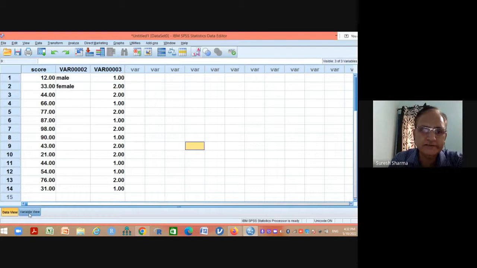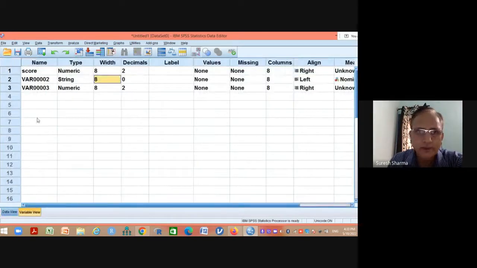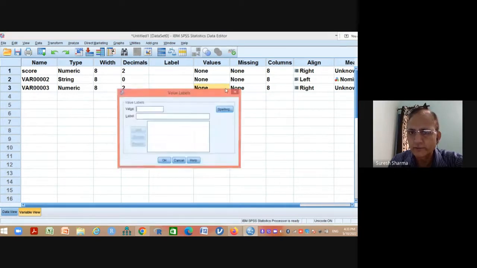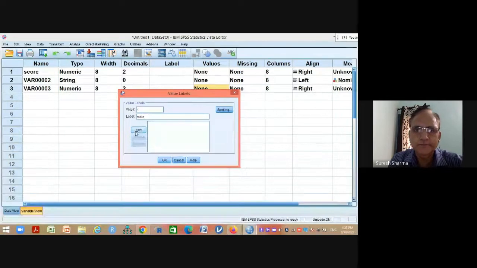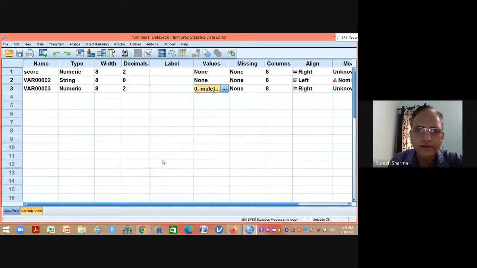Now, how to assign this? Go to the variable view. This is our variable number 3. This is called values. You click here, then 3 dots will appear. You click onto these dots, and then this type of window will appear. Let's say 1. 1 stands for male. 2. 2 stands for female. So I have given the labels. These are called value labels, so that SPSS will understand that 1 is male and 2 is female. Press OK, and then come back to the data.